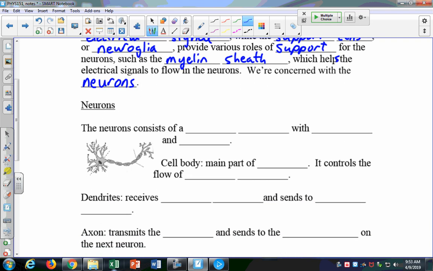Okay, this is sort of your typical figure of a neuron, and like with the other systems, I'll give you that figure and I'll ask you to identify different parts of it, like we did with the ear and the eye and the like. So make sure that you know the different parts of the neuron. It consists of a cell body with dendrites and axons.